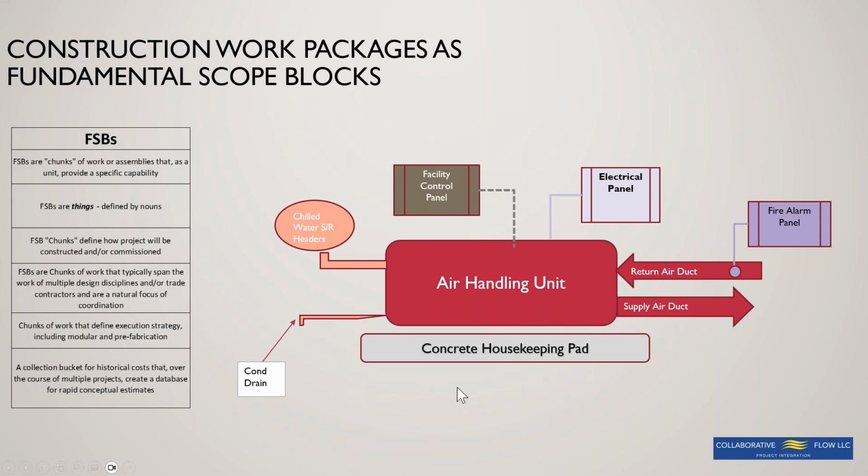So there will be a scope activity for the concrete contractor and the structural discipline to design the housekeeping pad. There'll be a scope activity for the mechanical contractor, whoever that would be, to connect the chilled water supply and return to the header system. That'll be designed by the mechanical engineer. But the chilled water supply and return system is going to be there whether or not this air handling unit is, so this would be a separate fundamental scope block. And the electrical panel would be part of the electrical distribution fundamental scope block. It would be a separate FSB, but this scope activity connects them.